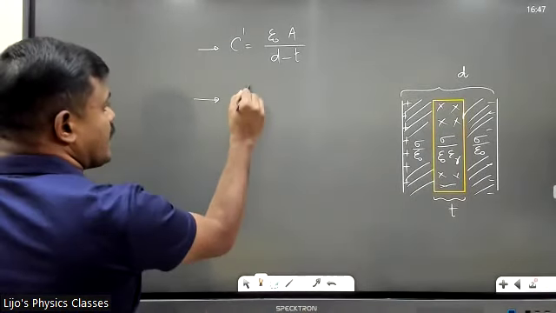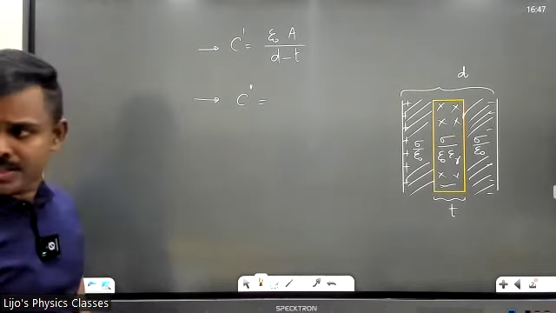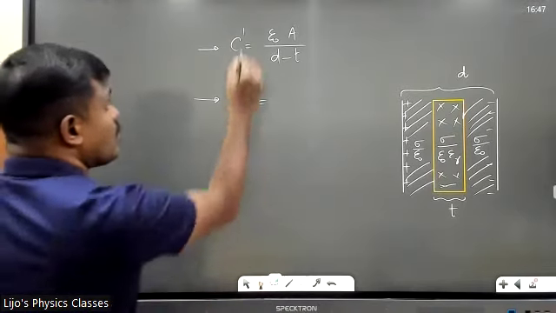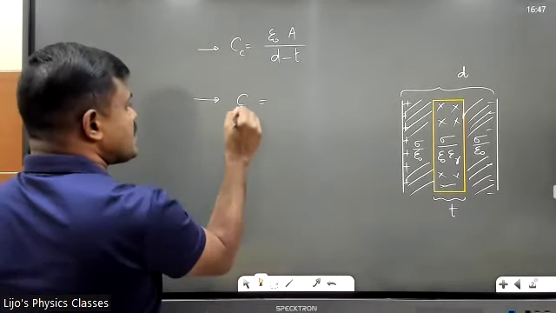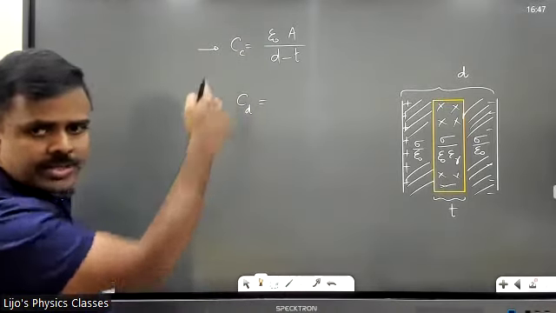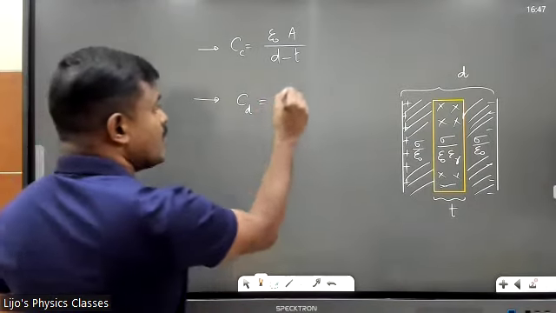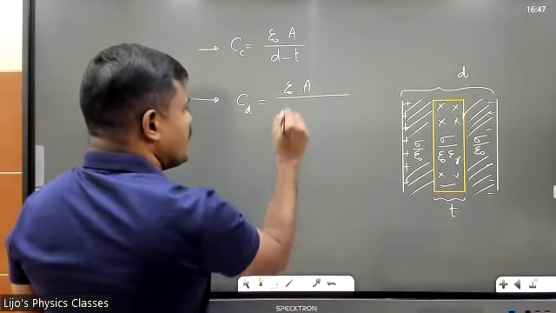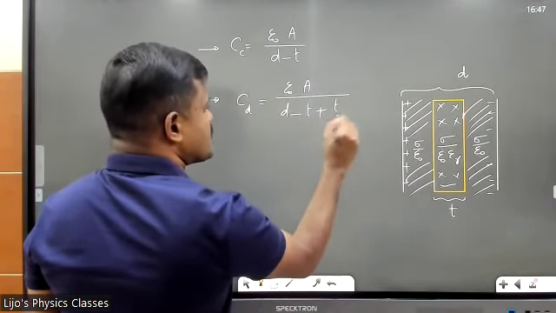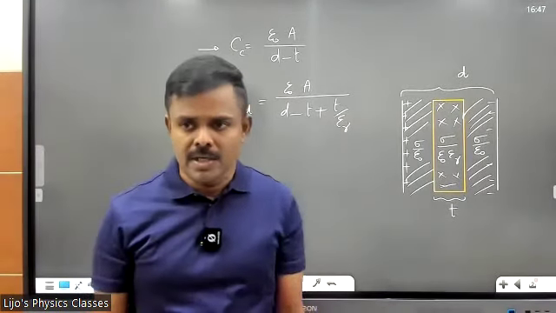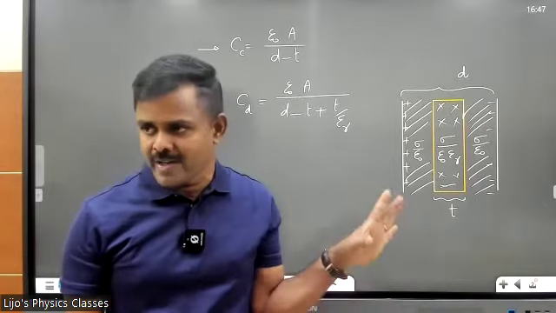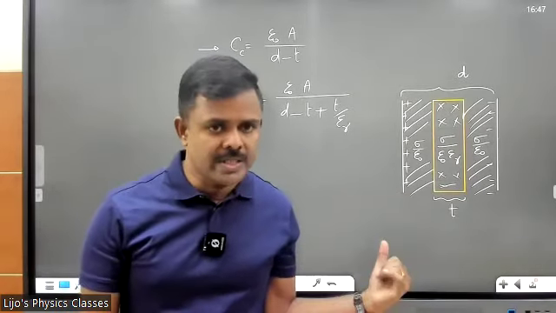What is the equation? Let us call them C conducting and C dielectric. Conducting slab introduced, dielectric slab introduced. The equation is epsilon 0 A by (D minus T plus T by epsilon r). This is the equation for dielectric slab introduced. Now these are the topics remaining, the derivations. Chapter is finished. We're going to do questions today.